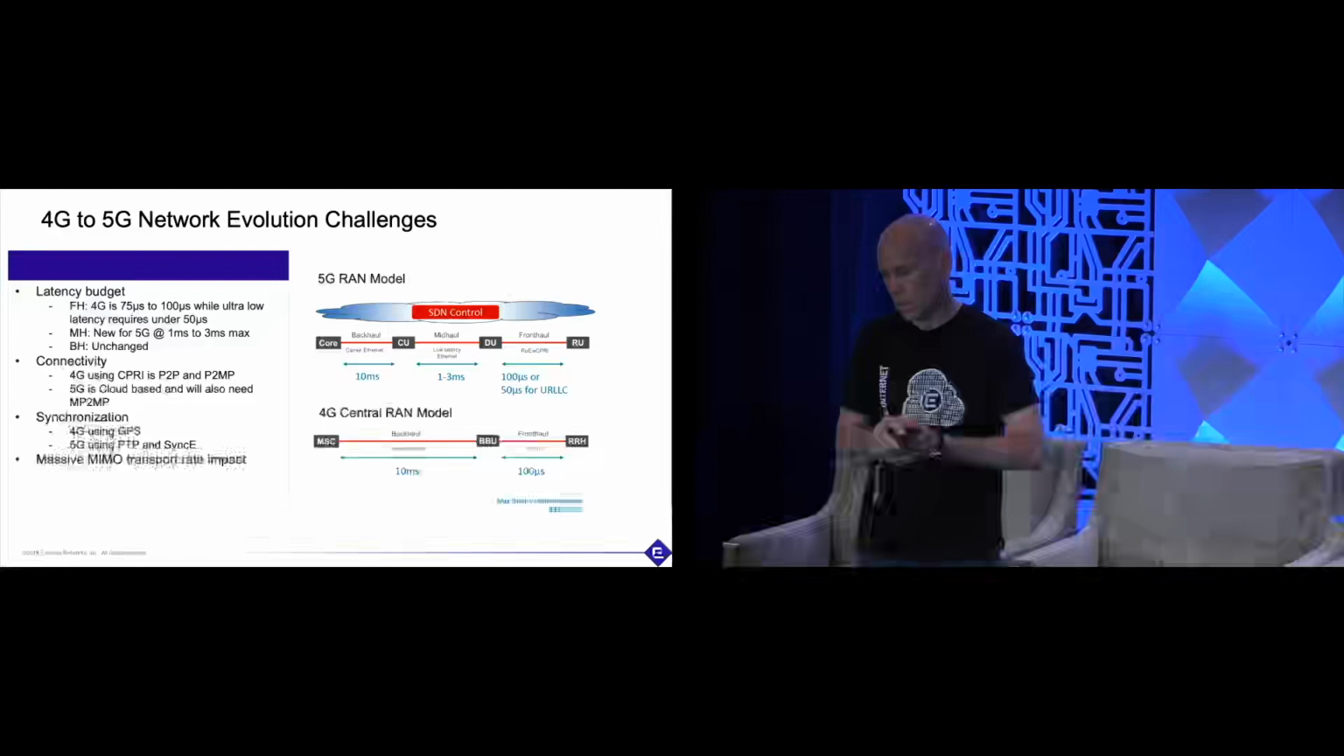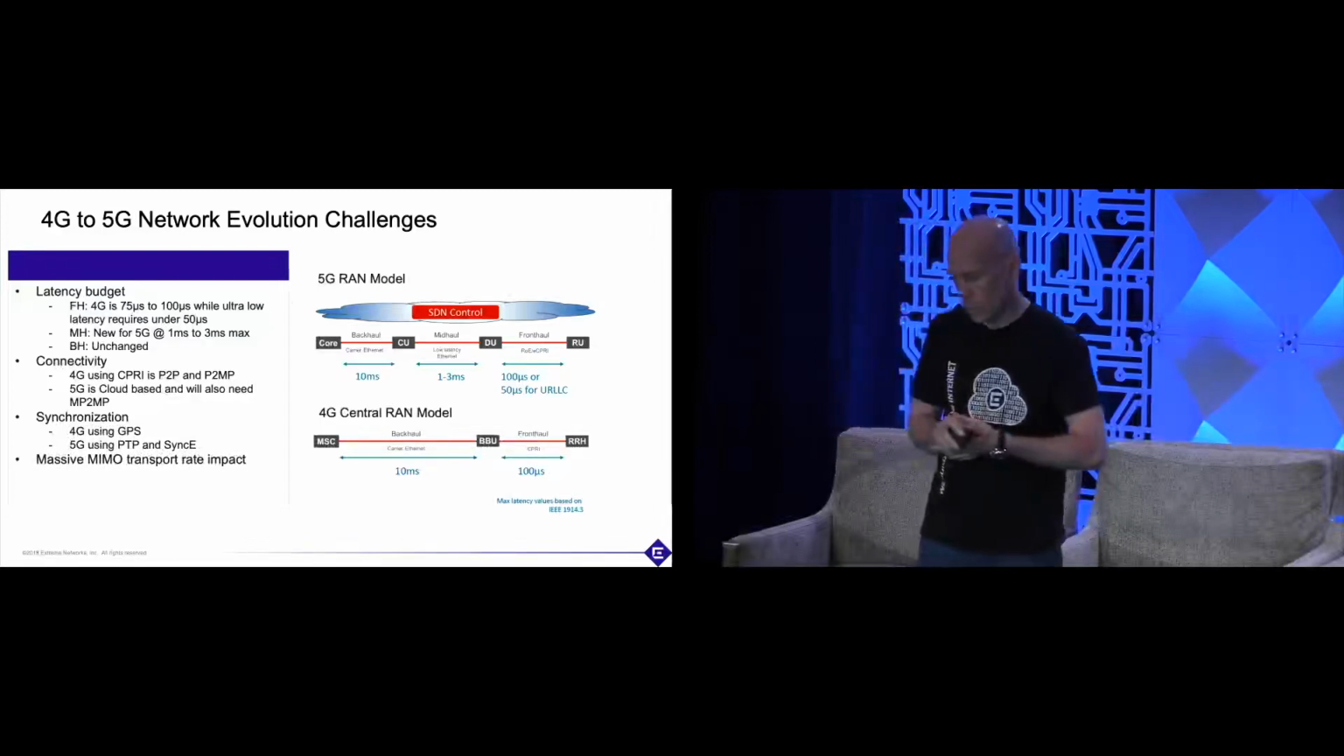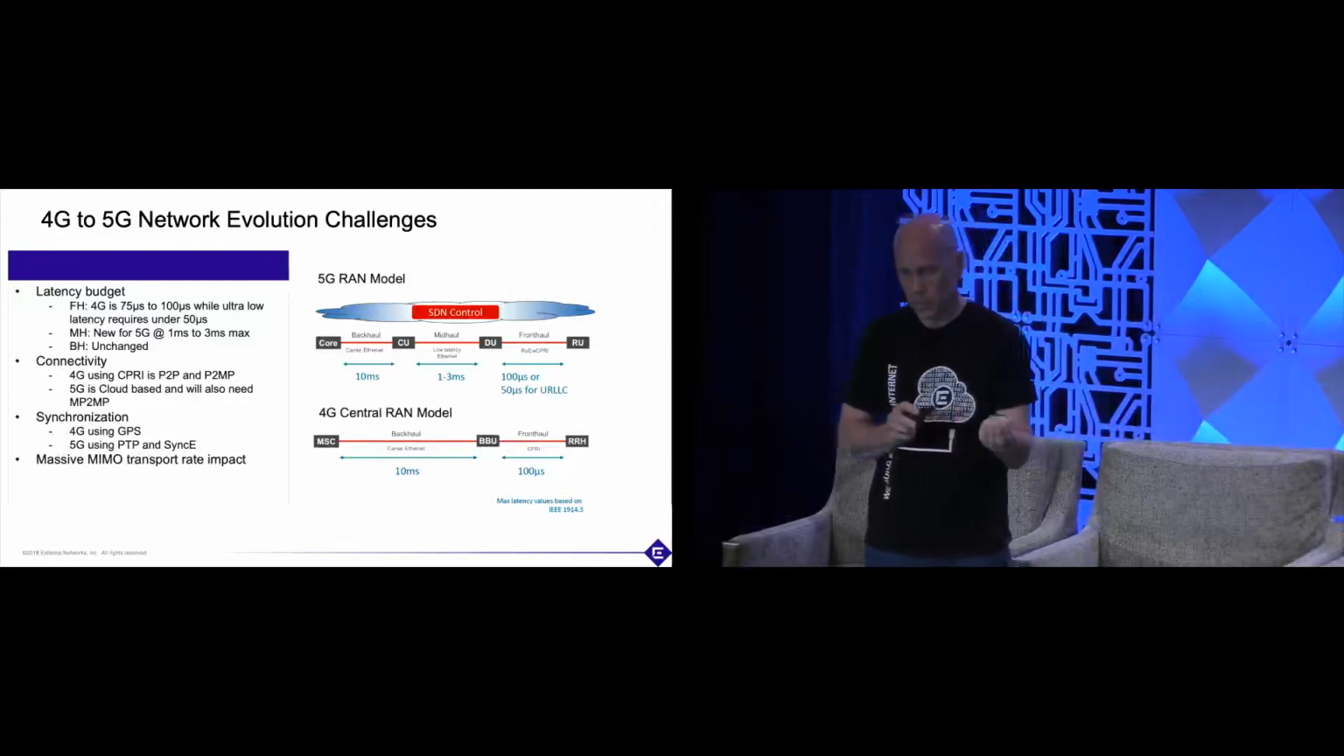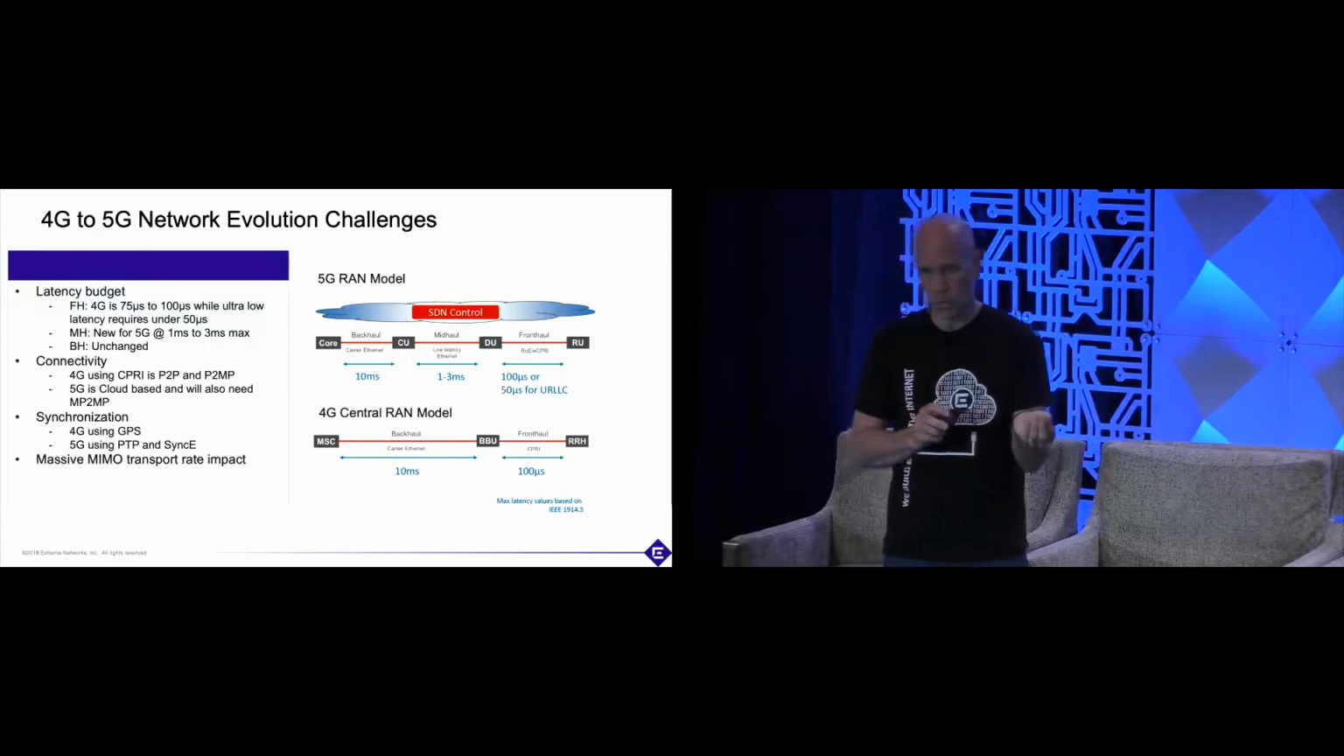So looking at the requirements from a latency point of view, some key things I want to point out here. If you look at the left-hand side, what you see is the synchronization. So 4G uses GPS, while 5G is going to use PTP and SyncE. That's pretty interesting due to the fact that you need to provide synchronization through your network.